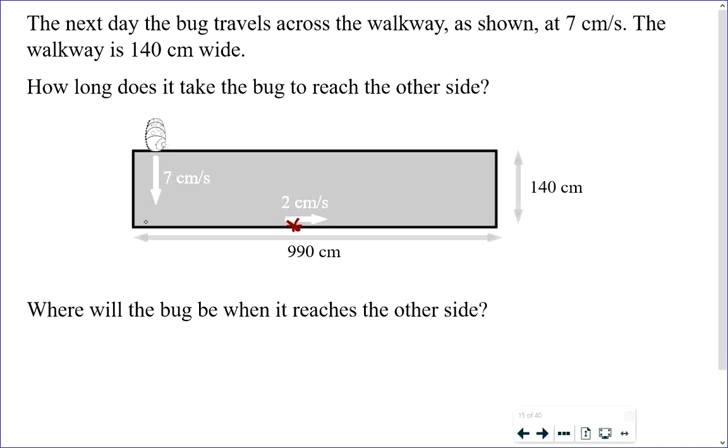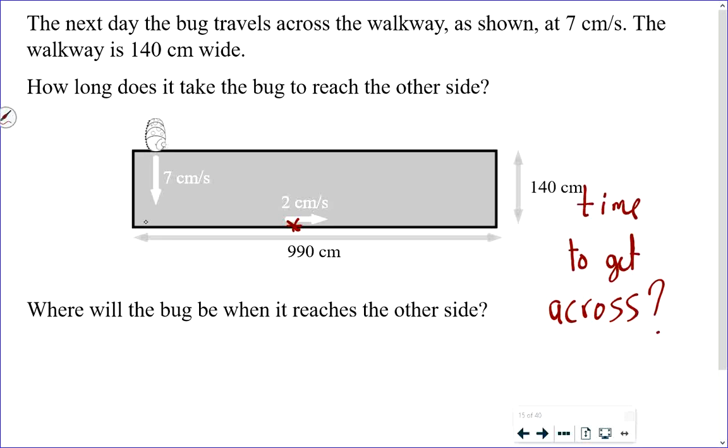Let me ask a different question. Wherever the bug lands, how long will it take this bug to reach the other side? So it's a good puzzle. So let's start with that. Let's start with a simpler question. Time to get across. And I know I'm going to get a number of different answers here, but I would like you to grab your calculator and see if you can figure that out.